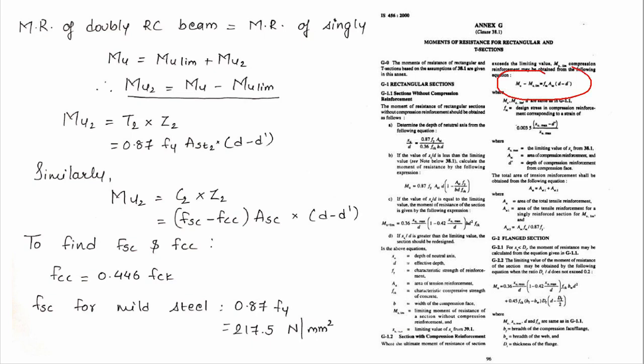Moving again, you can see this right hand side top corner equation. The LHS portion is Mu minus Mu limb. We have already seen Mu minus Mu limb. That means the LHS is given as Mu2, or the moment of doubly. So if we need to find the moment of the doubly reinforced beam, the equation mentioned in your IS code is FSC ASC (d minus d dash).